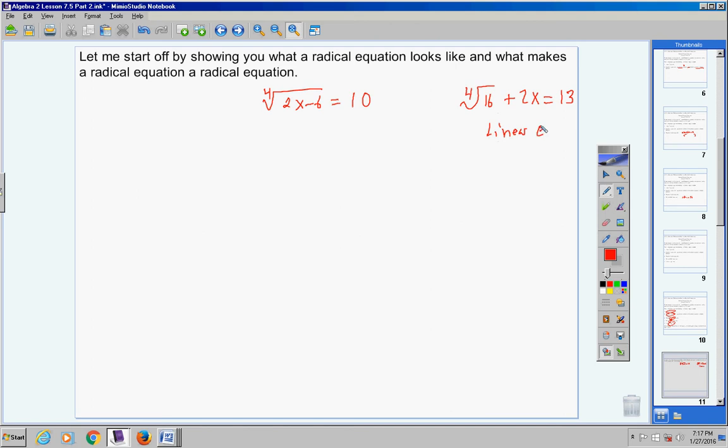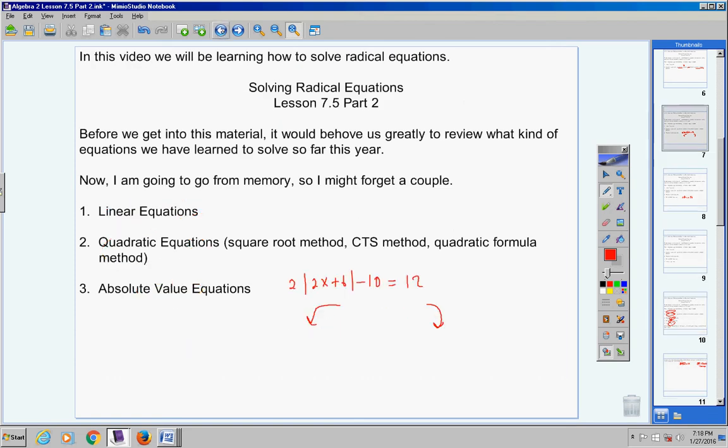How do you know that, Mr. Earhart? Well, thanks for asking. Because you look at your variable, and the highest exponent of any of your variables is a 1. That's a linear equation. Now, over here, yes, we have a 1 here with the x. I get that, but here the x is under a radical, and that's what makes it a radical equation. And think back to this here, remember? When the x was inside the absolute values, we call that absolute value equation, okay?